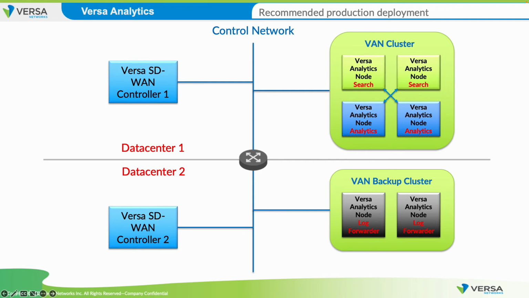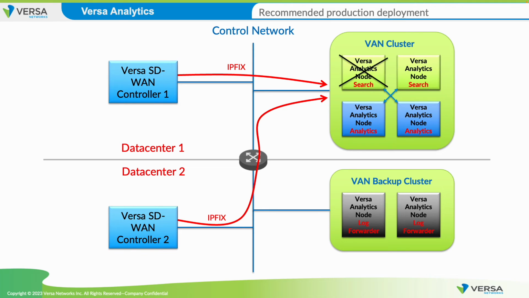How does redundancy work? In regular operations, all the IPFIX flows which come from controller 1 and controller 2 will be sent to the main analytics cluster, or Versa analytics node cluster. In case any of the nodes fails, the controllers will just fail over those connections to the remaining nodes of the Versa analytics. If another node fails, again, it's going to be failed over to another node. If one more node fails, all the connections are going to go to only one of these nodes, and the driver component will be waiting for the search type node to become available so it can push the data from the archive to it.